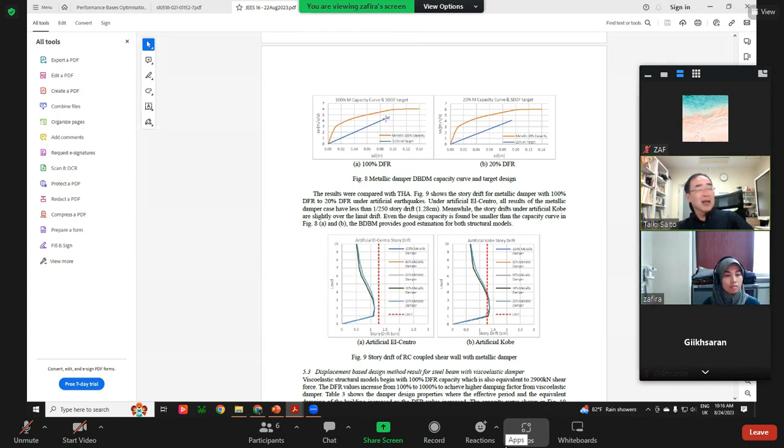How much capacity? 100%, same as the steel beam. How about capacity increasing to 150%? What will happen? I haven't tried more than 150% because last time we discussed that we want the metallic damper to be yielding, so that's why we decreased to 20%. So the metallic damper is yielding.